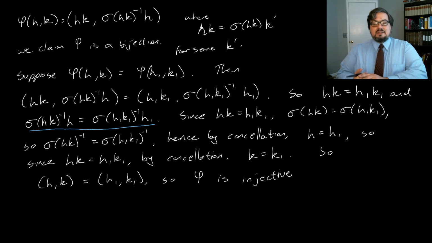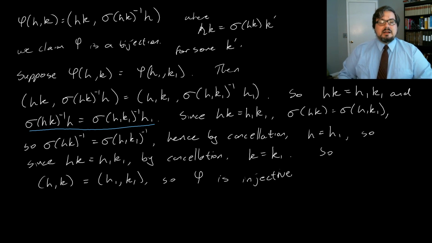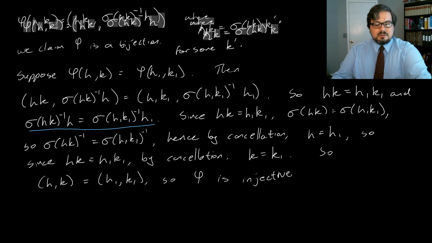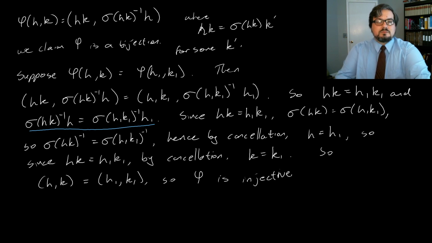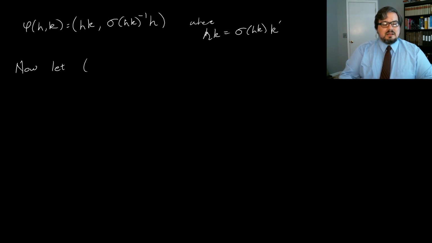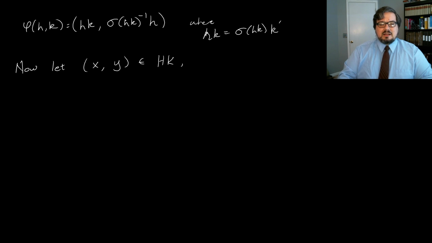So then the question is, is it surjective? So now let's get ourselves another page again so as not to crowd ourselves. Once again, I'm just going to duplicate that up there. So now we need to have a good way of expressing this. Let's let (x, y) be in HK cross H intersect K.